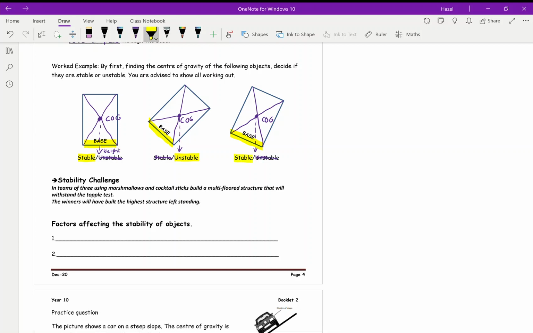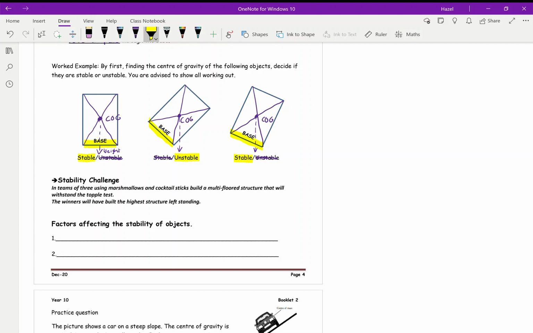So, just to repeat myself, if the vertical line drawn from the centre of gravity passes through the base, then the object is stable and will not topple. If the vertical line drawn from the centre of gravity does not pass through the base, then the object is unstable and will topple.